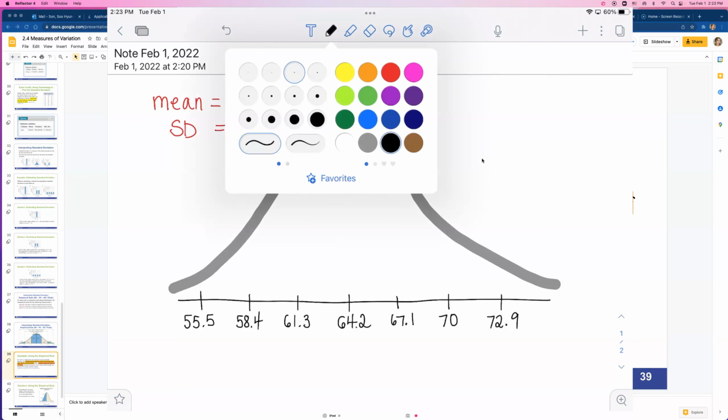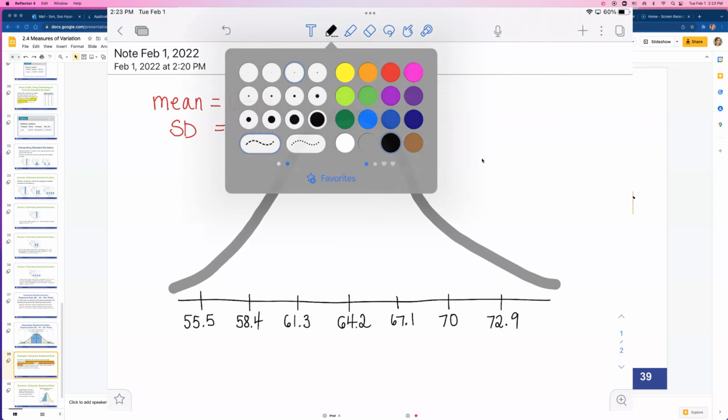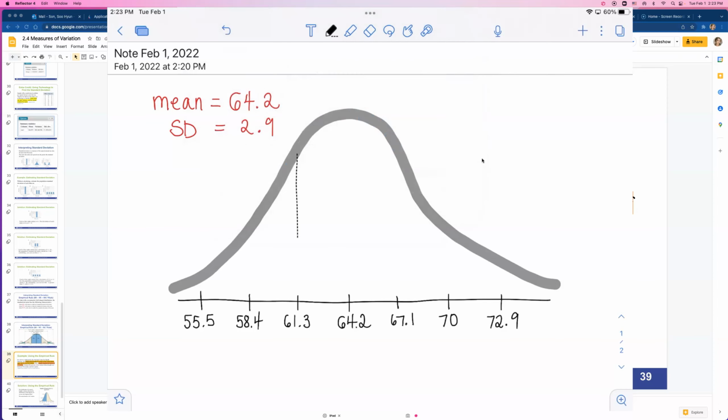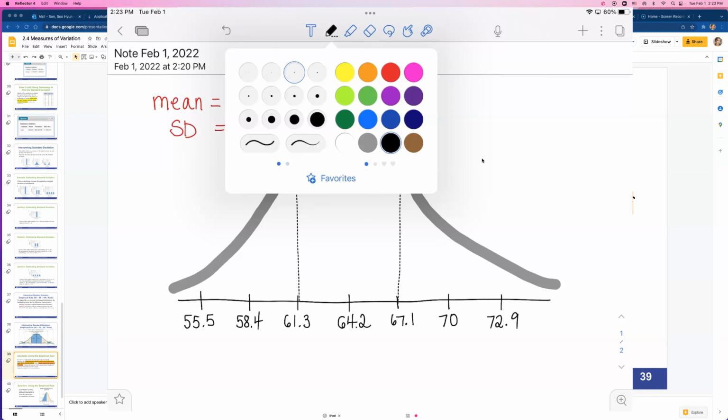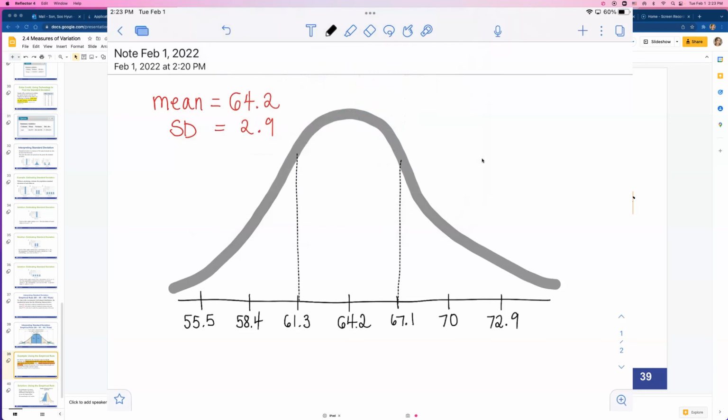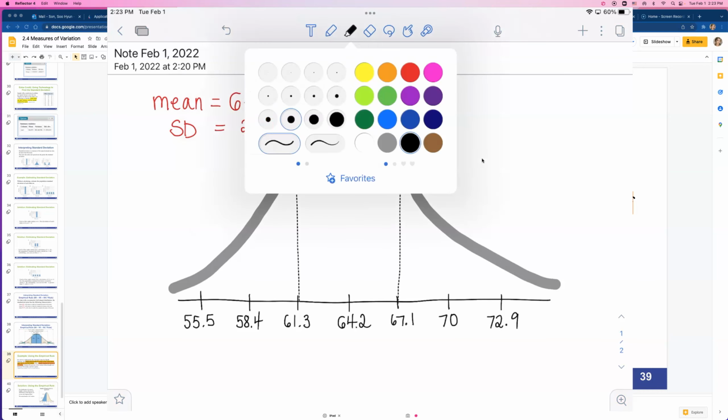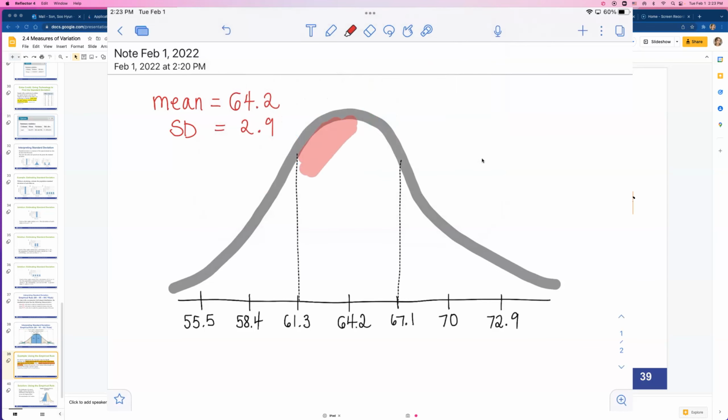Look, from 1 standard deviation to there, how much do we have? We have 68%. So I'll color it in. I'll do red. All right, so in this red area, I'm having too much fun with my colors today. I have 68%.